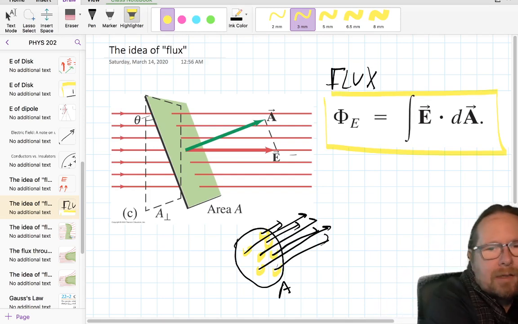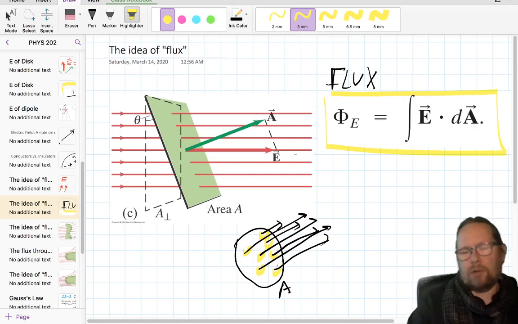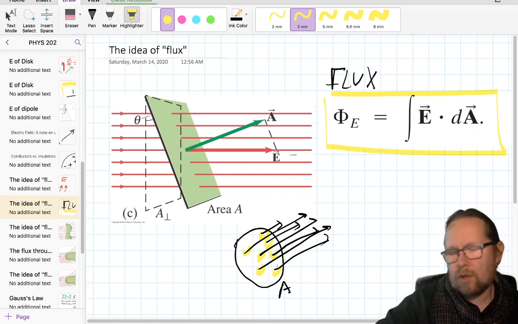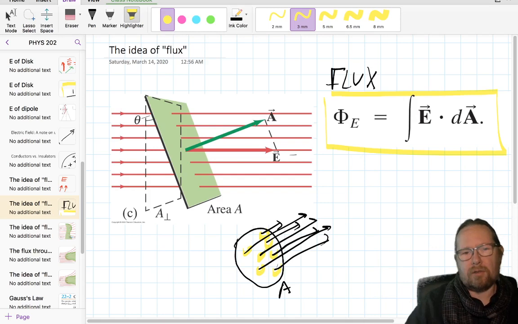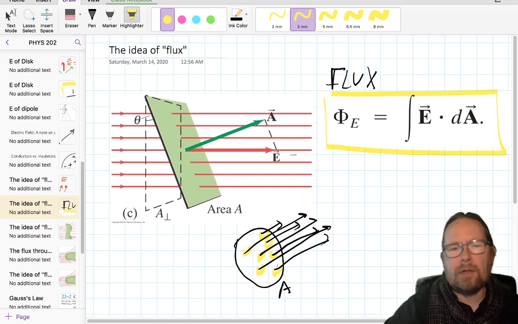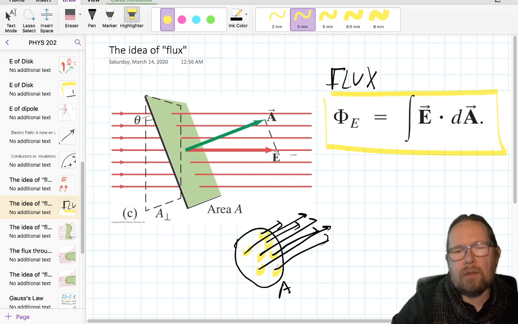And flux is not a term that's unique to electric field. You can talk about magnetic flux. You can talk about the flux of a fluid through a surface. This integral of the vector quantity over the area is a very common type of quantity that you'll encounter in physics.